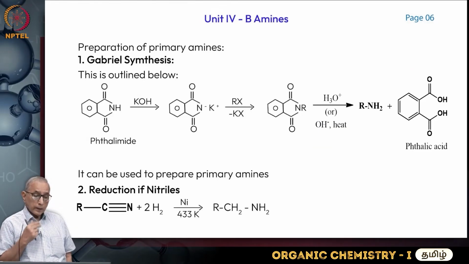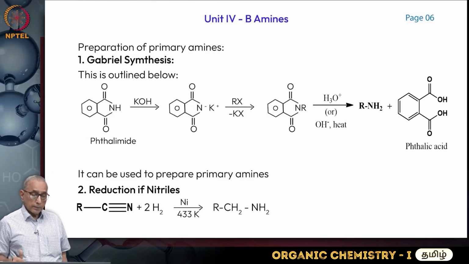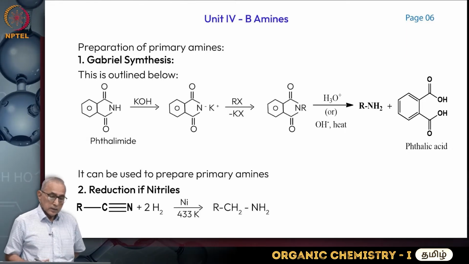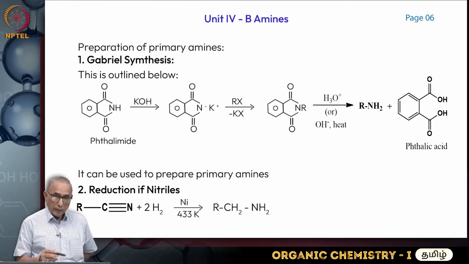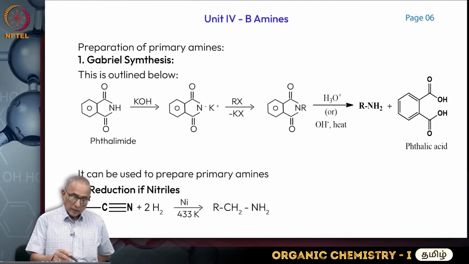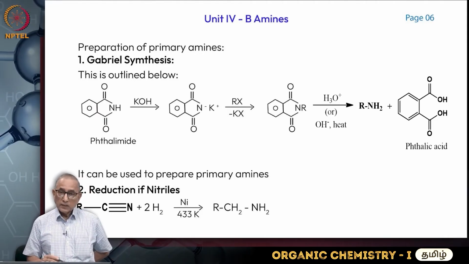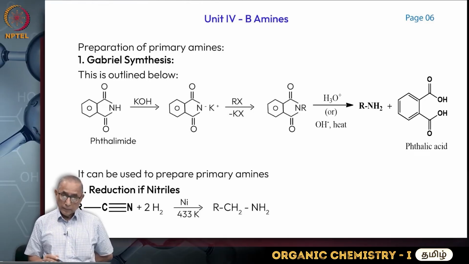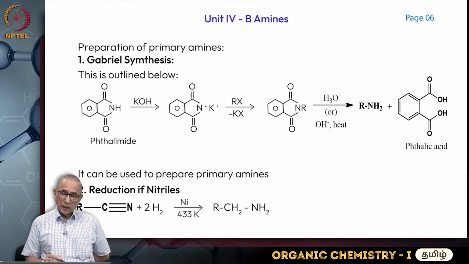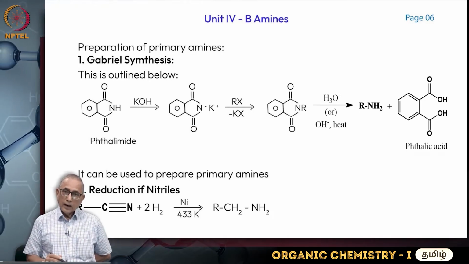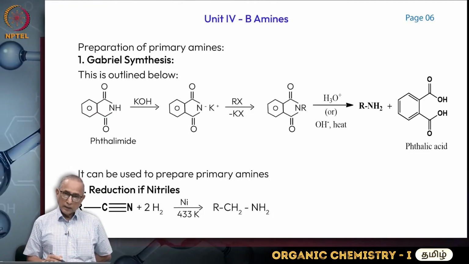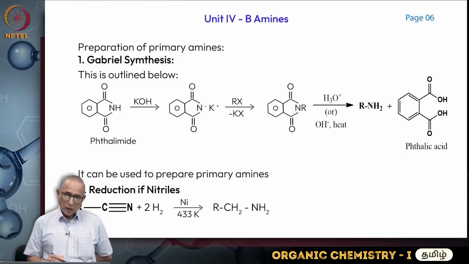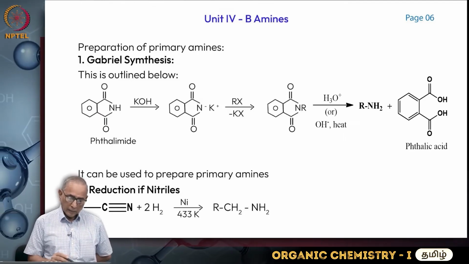Now we look at the preparation of primary amines. The first method is called Gabriel synthesis. This is outlined below. The starting material is phthalimide. We have seen how phthalimide is prepared in the unit on carboxylic acid. You take phthalic acid and heat with ammonia, and it first forms the ammonium salt, then it loses a molecule of water and becomes phthalimide.